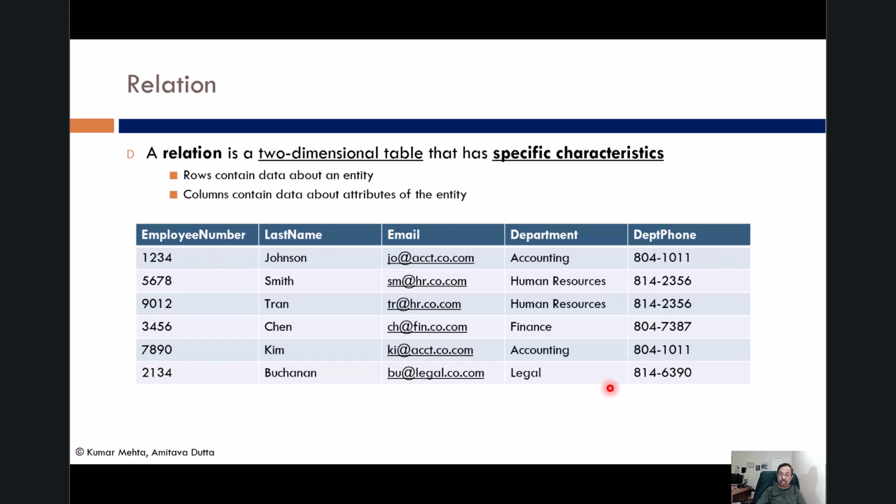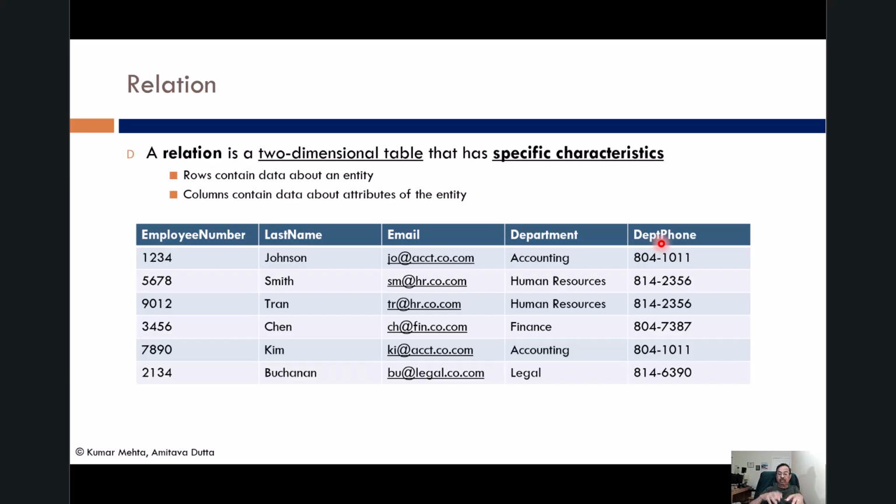So in this case, this is a table called employee, that is the entity. Every row is an entity instance. So each particular employee is stored, the information about each particular employee is stored in an individual row. And the columns are the properties or the attributes of the entity that we are storing. So for every employee in this table we store an employee number, a last name, the email address of the employee, a department, and a phone number.